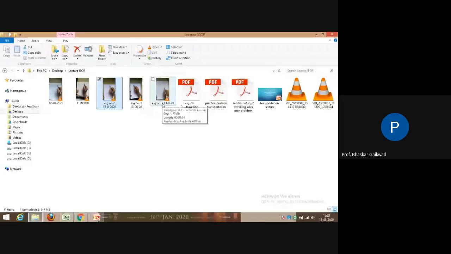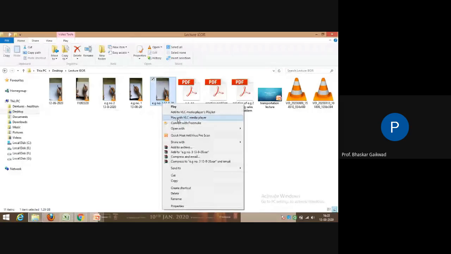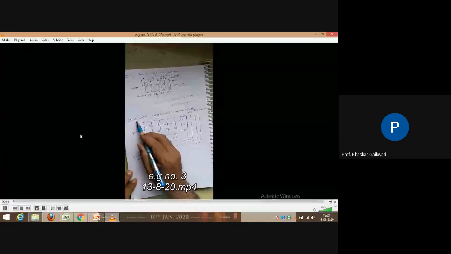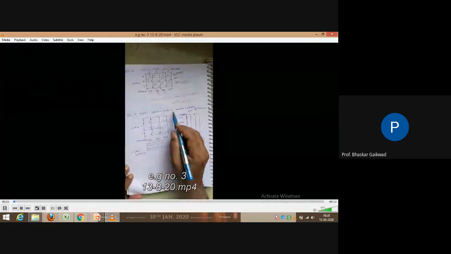Okay, first we'll see this video, then the explanation will be there. Next method. Now this is example number 3, Vogel's approximation method, VAM method. Now the same problem we have to solve by using this method.